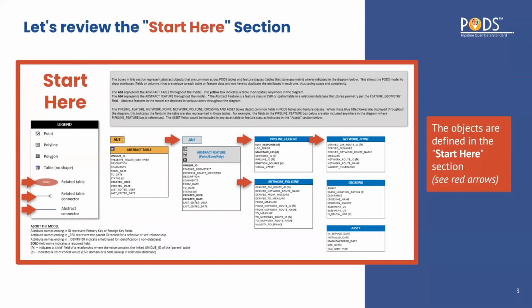So let me continue on. Today I'm going to talk a little bit about the ones that I've defined here with the red arrows. I'm going to talk about a related table situation. Similarly, I'll talk about the related table connector that joins two objects and the abstract connector that joins two objects. And again, I'm going to talk more about this abstract feature. I'm going to talk about a valve, which is rendered as a point in your pipeline database. And then I'm going to talk about these pipeline features, a network point, and a network polygon, and why those are important and why those are tied to specific objects in the model.